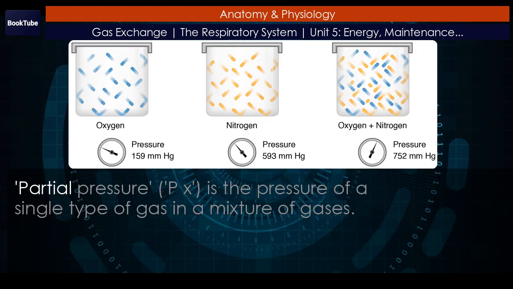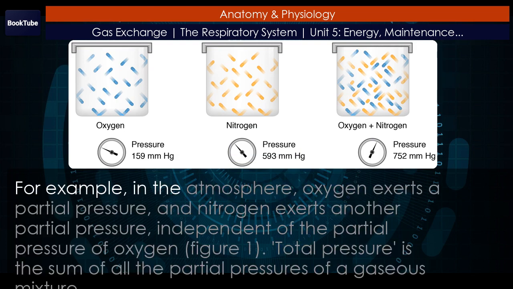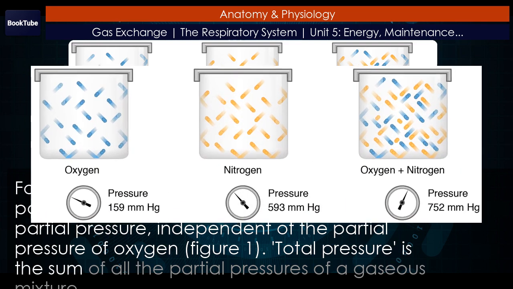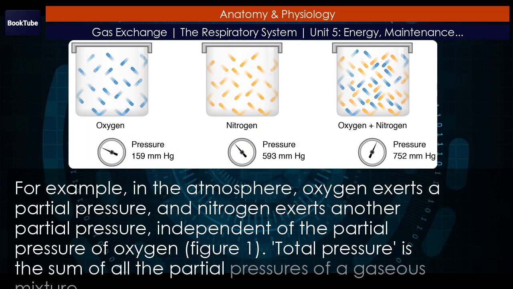Table 1. Partial pressure, Px, is the pressure of a single type of gas in a mixture of gases. For example, in the atmosphere, oxygen exerts a partial pressure, and nitrogen exerts another partial pressure, independent of the partial pressure of oxygen. Figure 1. Total pressure is the sum of all the partial pressures of a gaseous mixture.